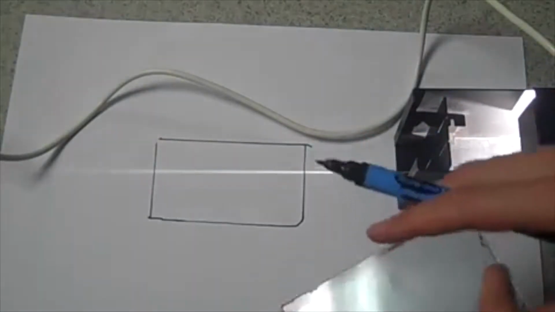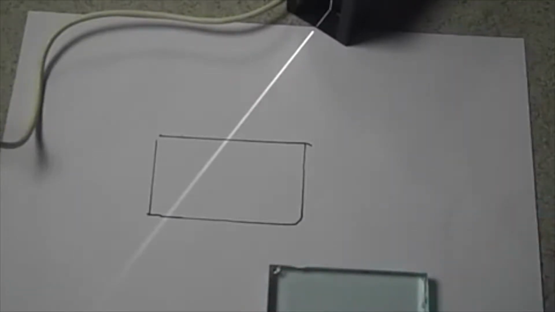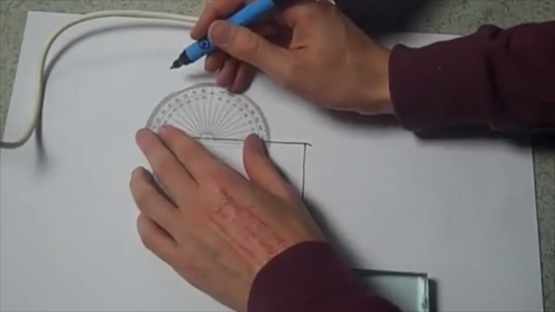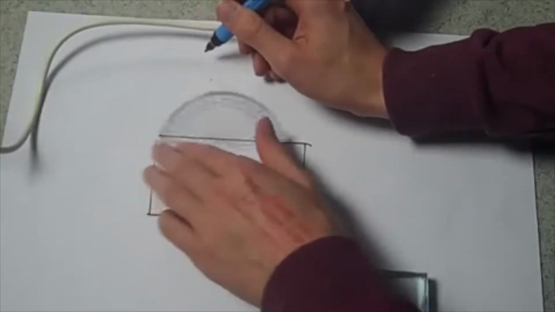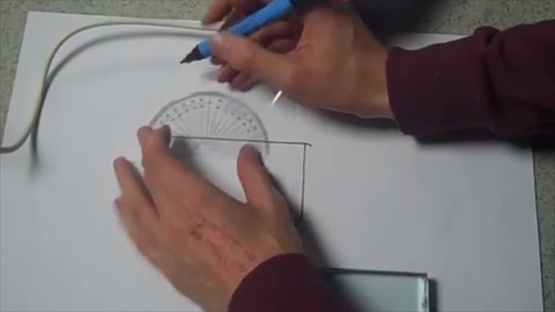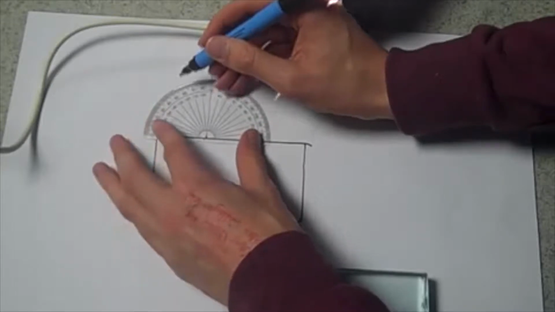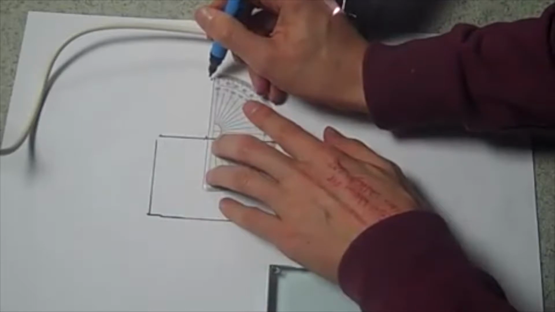Once you've done that, you will then need to, using a protractor, create your normal lines. Normal lines are at 90 degrees to the surface of the block. So you can see that. Mark a point on that, 90 degrees there, and I'll put in my dashed normal line.